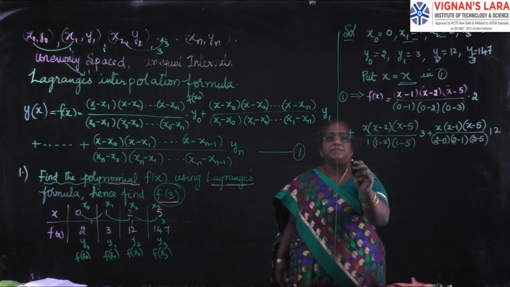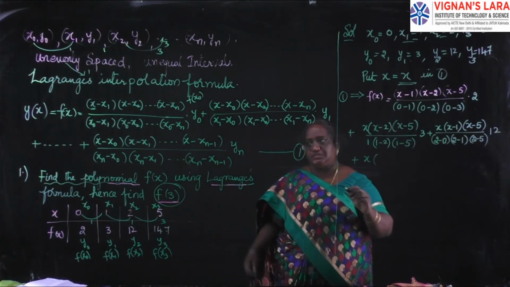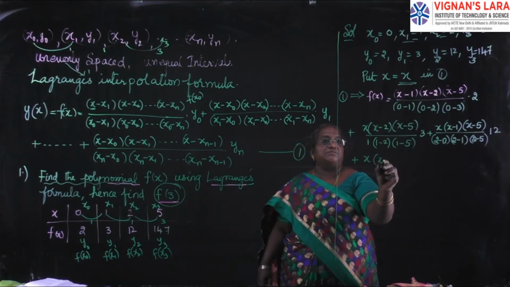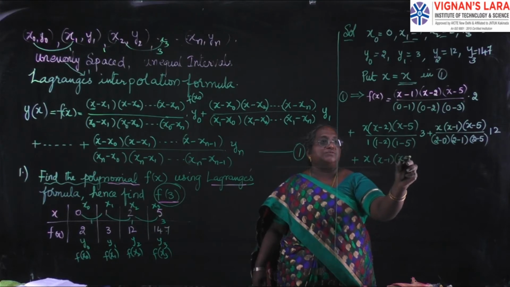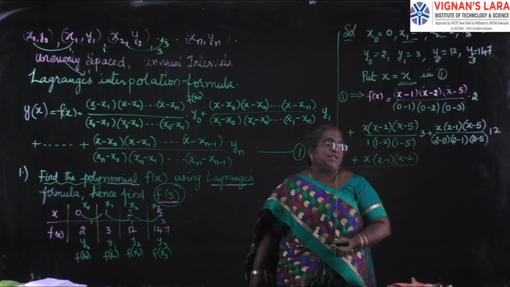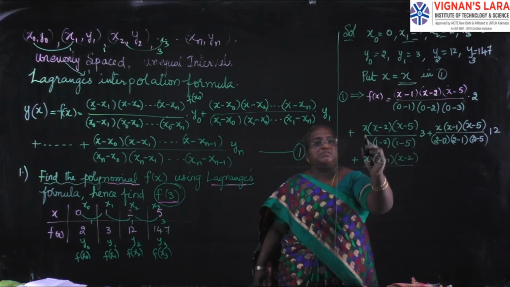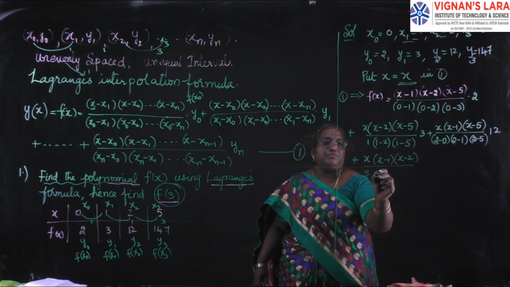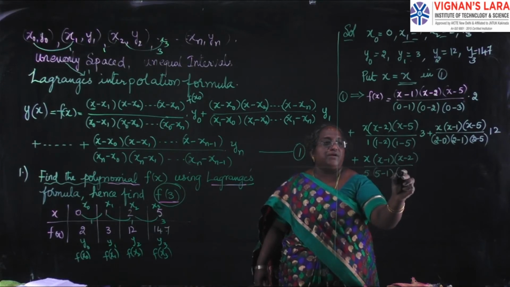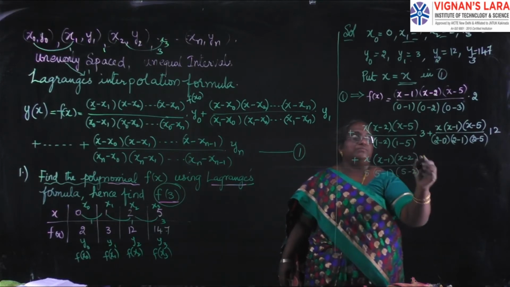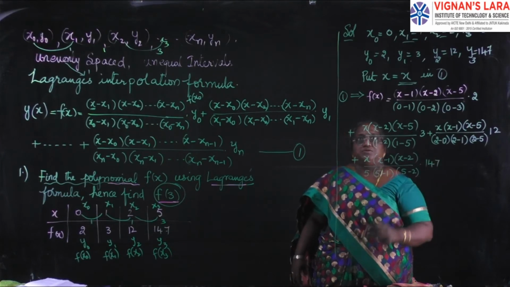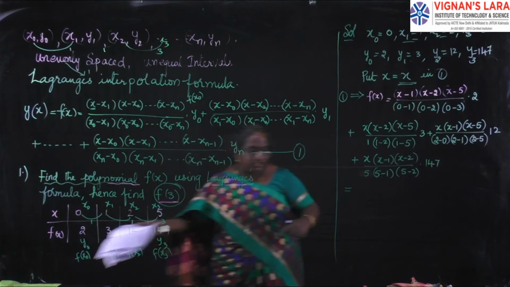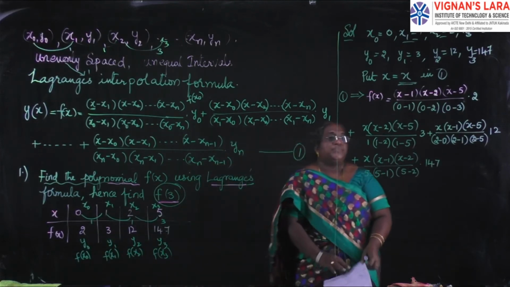Plus x into, this time we have to skip 5. x into x minus 1, x minus 2. What is it that we left there? x3 is 5, so instead of x, 5 appears. 5 minus 0 is 5, 5 minus 1, 5 minus 2 into 147. So all these are simple expansions of polynomials which you are very familiar with.